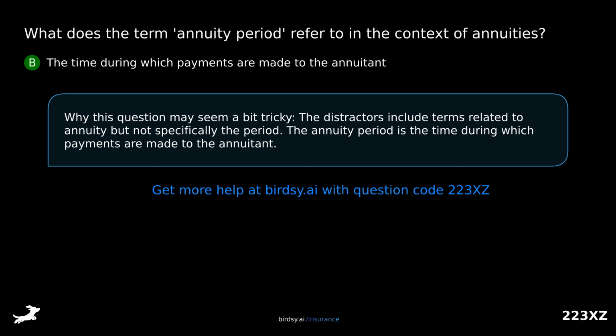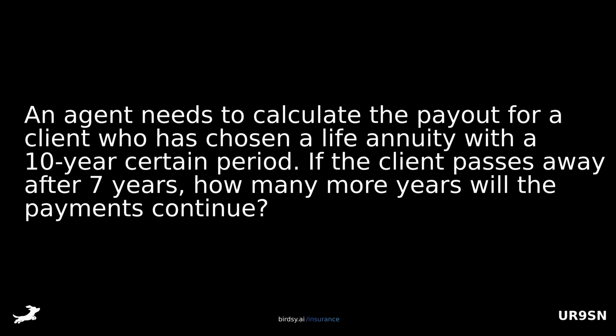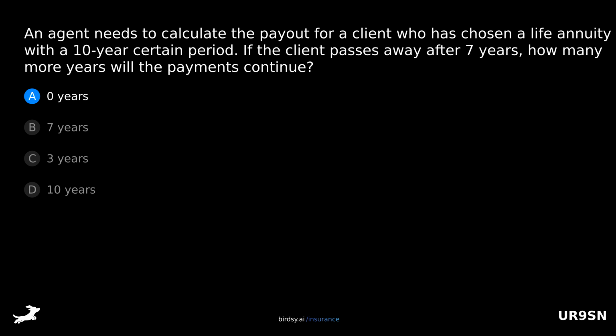Why this question may seem a bit tricky: the distractors include terms related to annuity, but not specifically the period. The annuity period is the time during which payments are made to the annuitant. An agent needs to calculate the payout for a client who has chosen a life annuity with a 10-year certain period. If the client passes away after 7 years, how many more years will the payments continue? Is it A, 0 years, B, 7 years, C, 3 years, or D, 10 years?